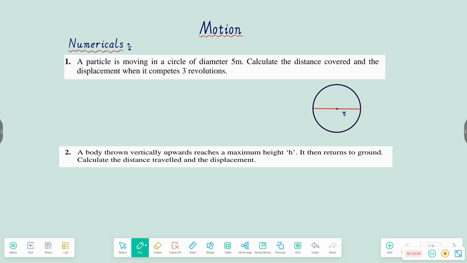I am going to explain some numerical problems in the motion chapter. This is in physics. Most of you may understand the theory, but you may get confused when solving the problems. So today I am going to give clarity on how to solve numerical problems based on motion. Some simple problems will start today. In coming videos we will discuss some more numerical problems.